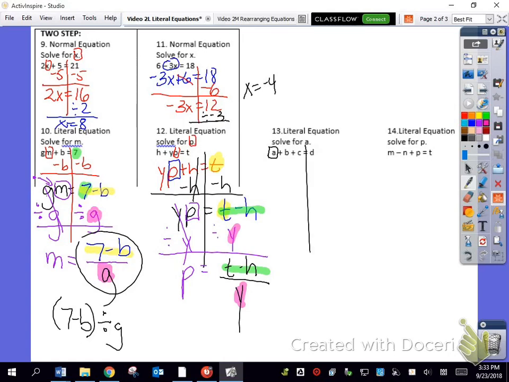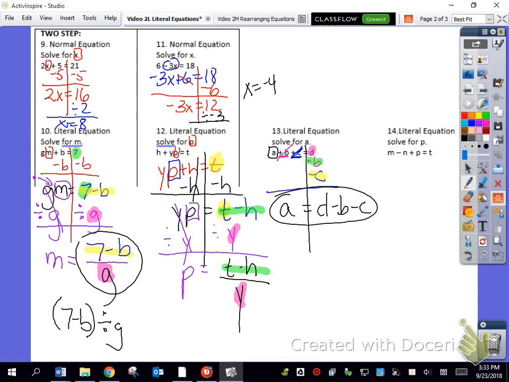On 13, I need to solve for a. So notice I need to get rid of the b. What's the opposite of adding b? Minus b. That gets rid of it. What is the opposite of adding c? Minus c. That gets rid of it. So a is by itself. So a equals, and I'm going to start from the top, and I'm going to just do what it says. So d, and then you've got minus b, so that's next, minus b, and then you have minus c, and there's your minus c, and that is your answer.